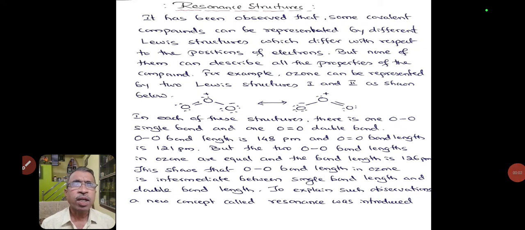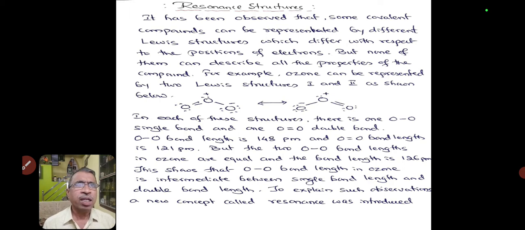Dear students, in the last class, we have studied about the covalent bond, that is valence bond theory and hybridization. We have studied the various types of hybridizations, their structures and also the shapes of the molecules. Today, let us study about another concept known as resonance.